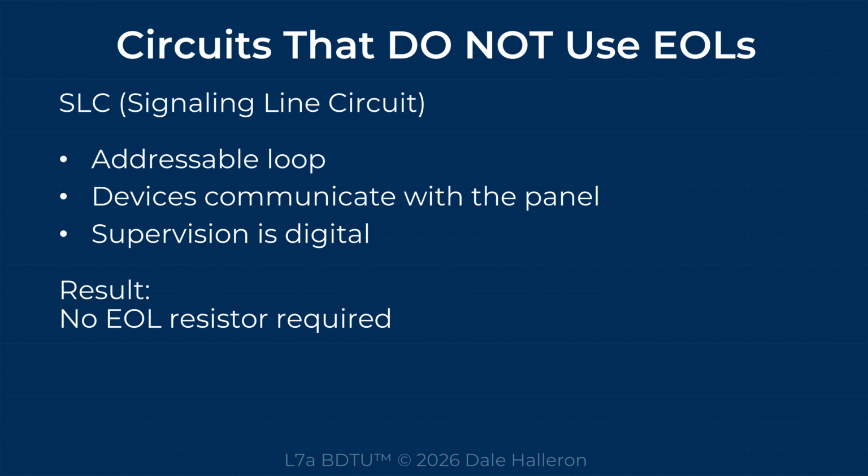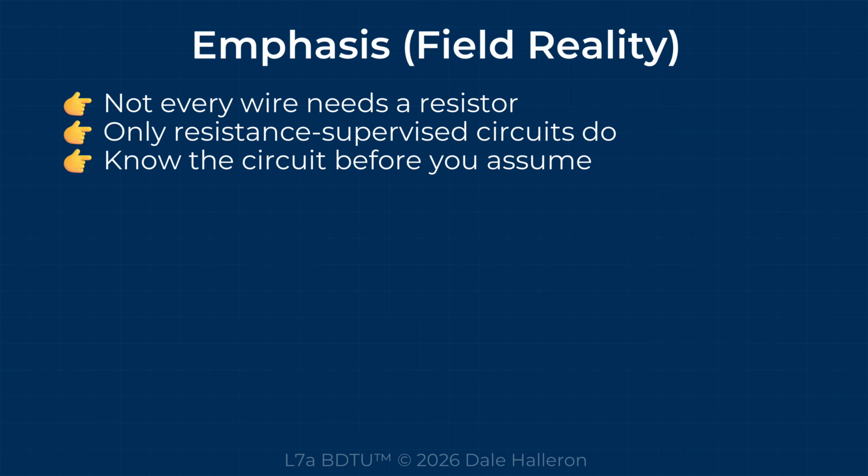Circuits that do not use EOLs. SLC, or signaling line circuit, is the addressable loop. Devices communicate with the panel. Supervision is digital. No EOL resistor required. Not every wire needs a resistor. Only resistance-supervised circuits do. Know the circuit before you assume.